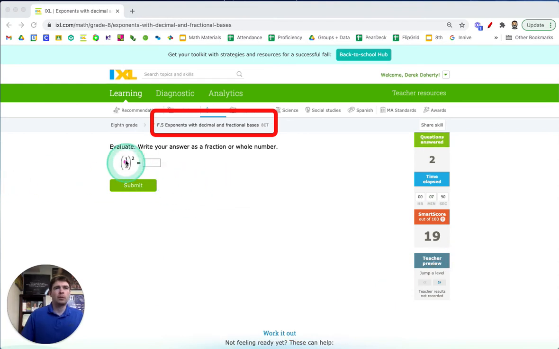For the next one, we've got 1 over 3 squared. And no matter what happens, you're just going to apply that exponent to the numerator and denominator. So if I want, I could just rewrite 1 over 3 squared as 1 squared over 3 squared. And then I know that's going to be 1 over 9.